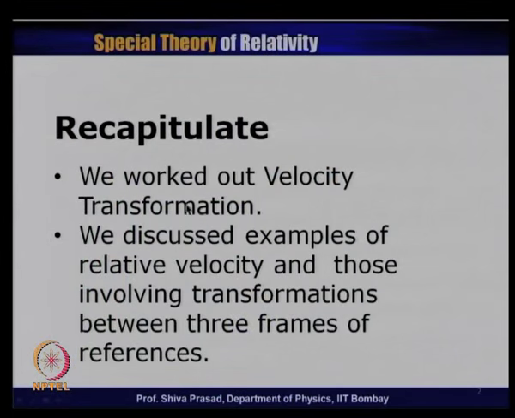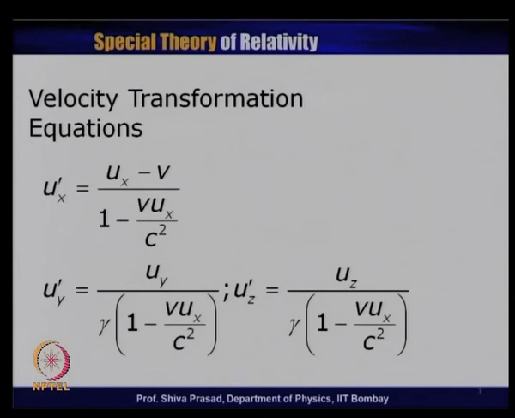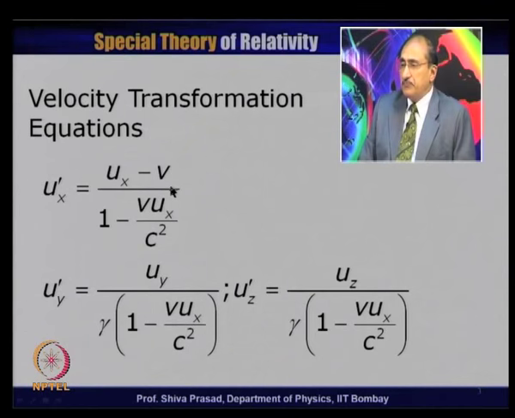So, this is what I have written, let me recapitulate. We worked out the velocity transformation, we discussed examples of relative velocity and those involving transformations between three frames of references. This is the velocity transformation equation. Just to recall, again I mention that v is the relative velocity between the frames of references.